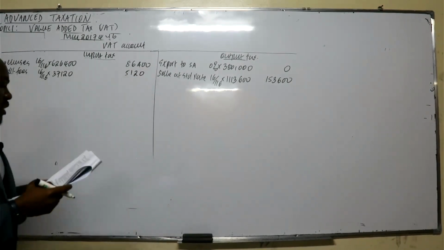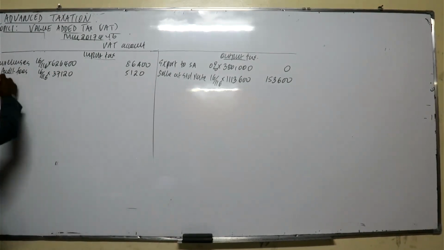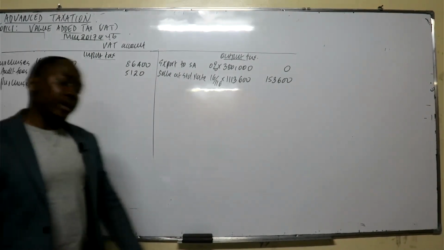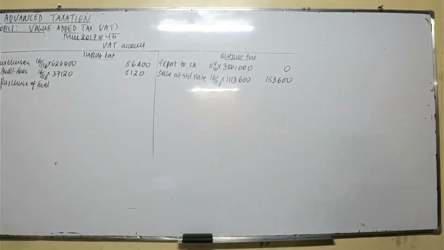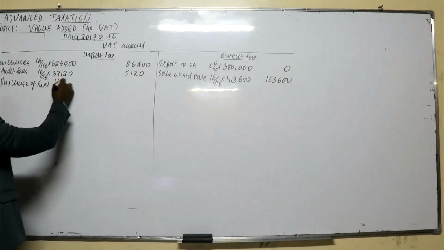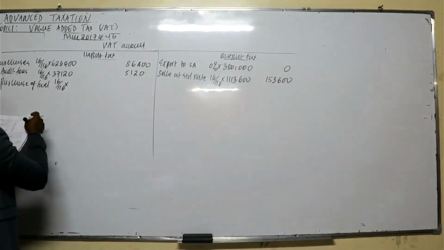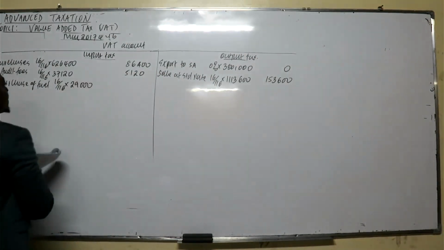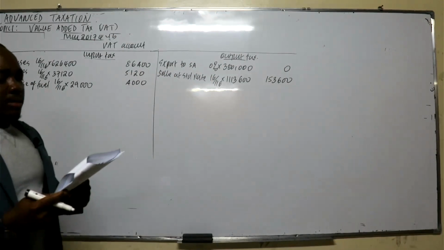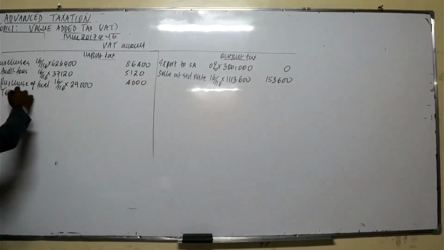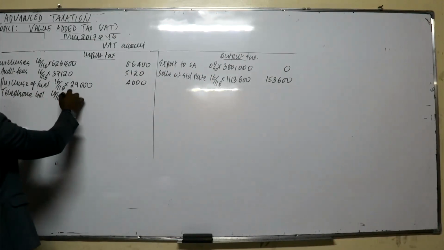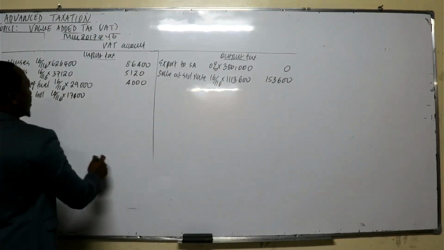Purchase of fuel and oil for delivery van. Now, fuel is at the rate of 8%, but you see, the examiner has said all the transactions are inclusive of 16%. Good. So 16 over 116 of 29,4000. Then we have telephone bills. So 16 over 116 of 17,400.